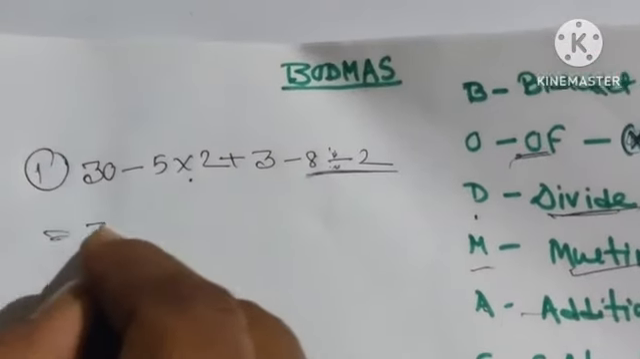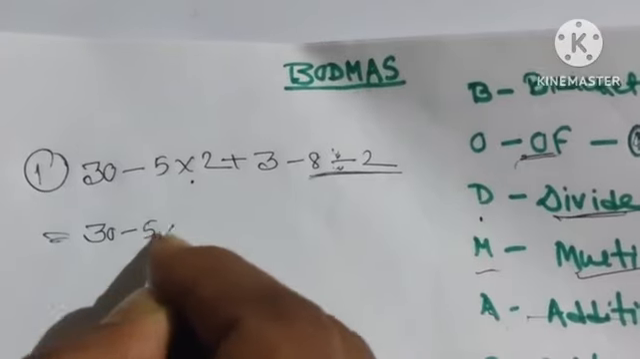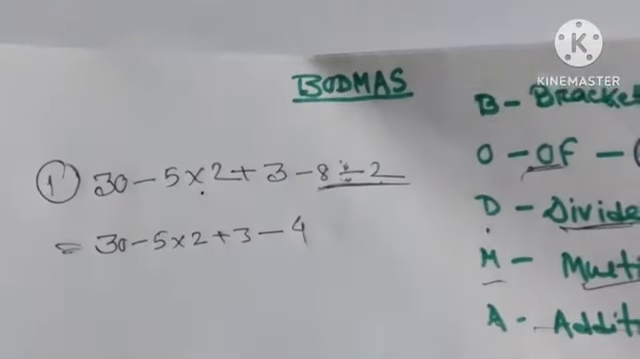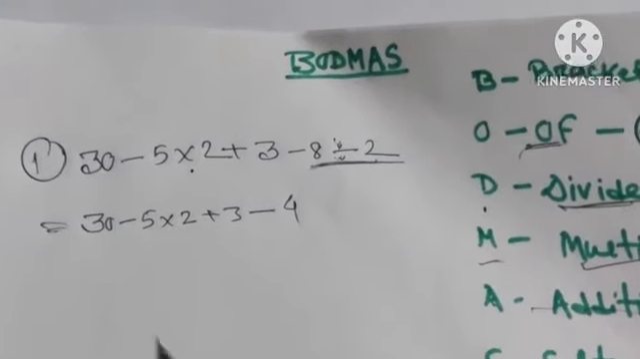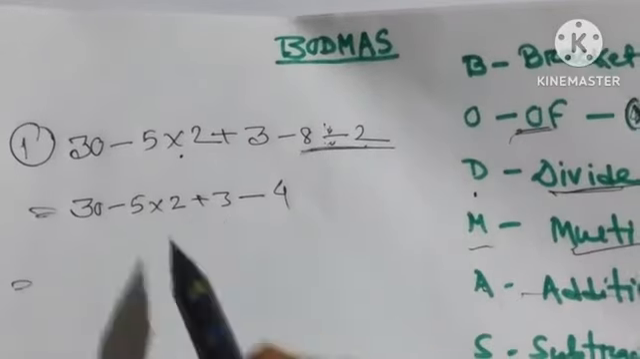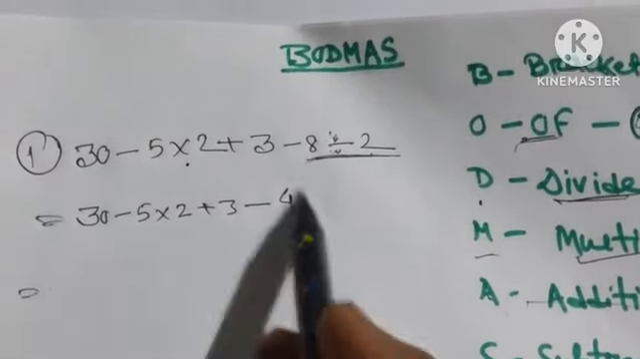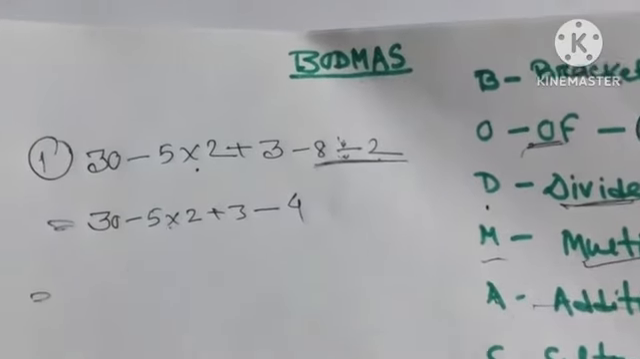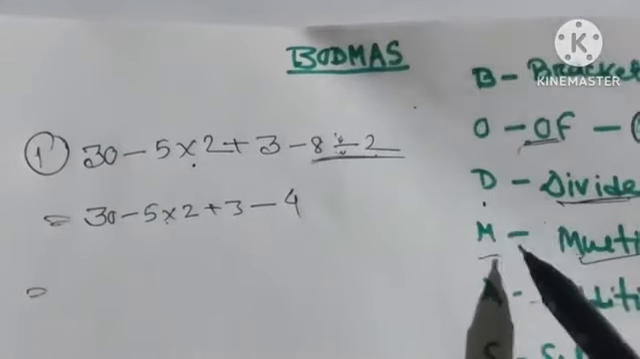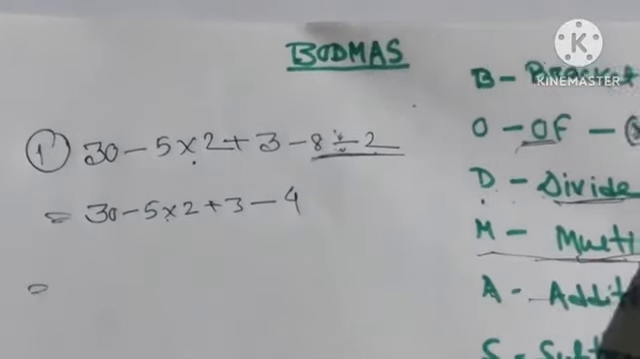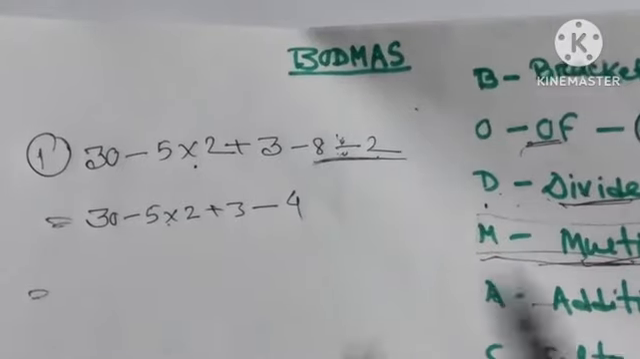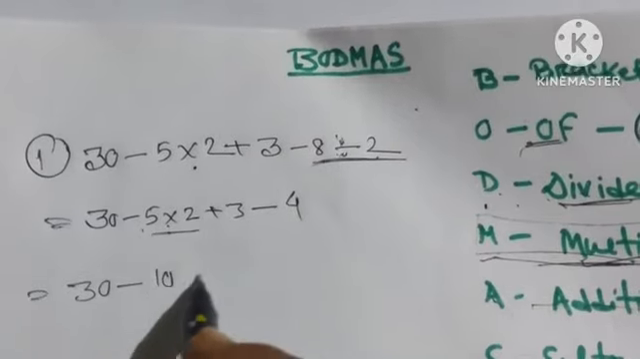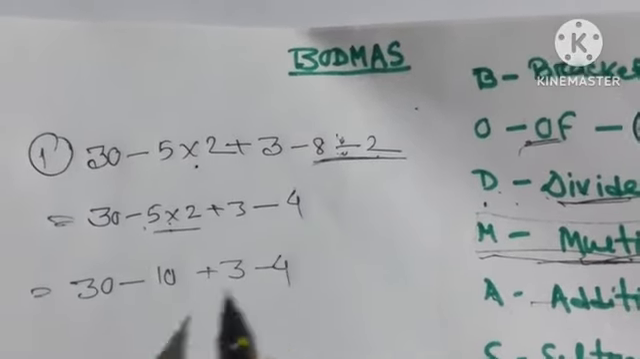Okay. Therefore the second step is what? 30 minus 5 into 2 plus 3 minus, 8 divided by 2 is 4. Now in the third step, there is no division, but there is a multiplication sign. In the BODMAS rule, after division, we get multiply. So 30 minus 5 into 2 is 10, so 30 minus 10 plus 3 minus 4.